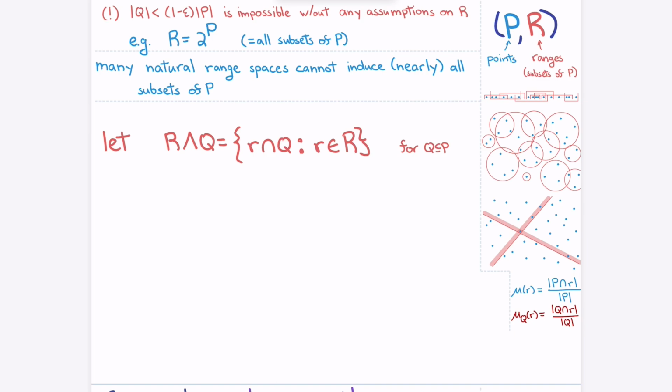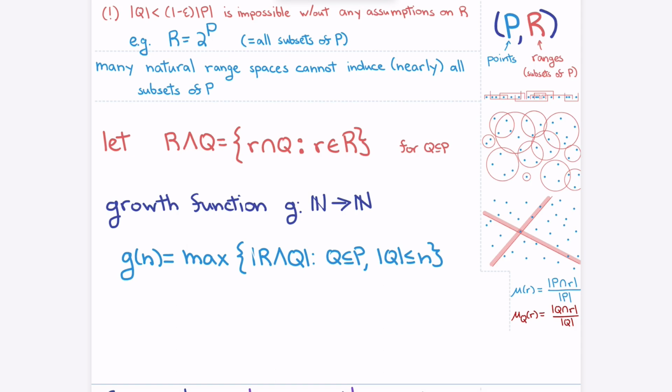Okay. So we'll use this notation. I'll use R and Q to mean: let me project all the shapes onto Q. Let me take all the sets R and look at the intersection with Q, and then the corresponding set. Okay, so that's just one important notation.